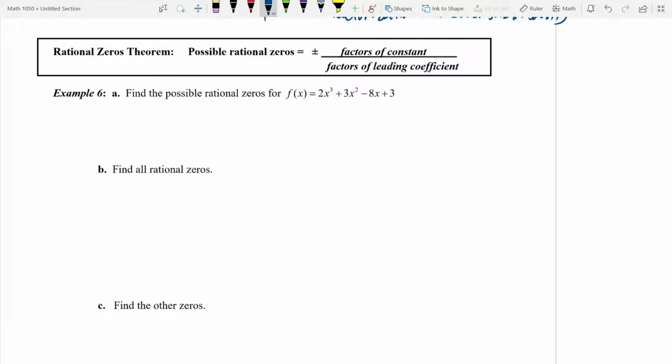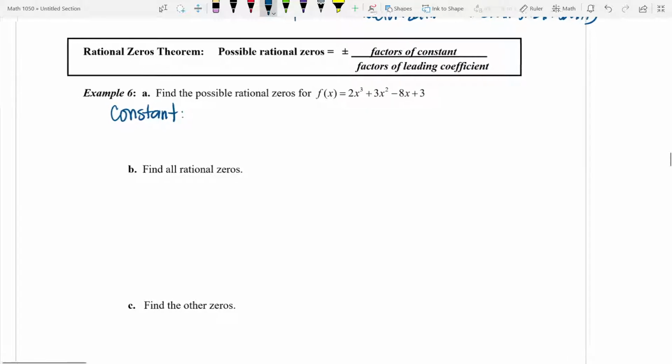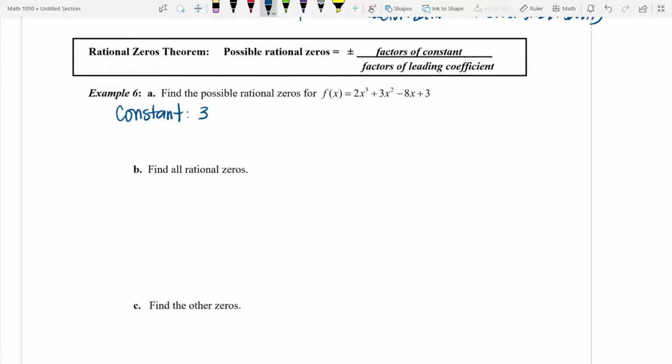Constant. Everybody write down the word constant. In that equation on the right-hand side, the constant is the number that has no variables with it. That would be a 3, okay? And then the factors of the constant are the numbers that go into 3. So what goes into 3? 1 and 3, okay? Then I want you to write down the word leading coefficient.